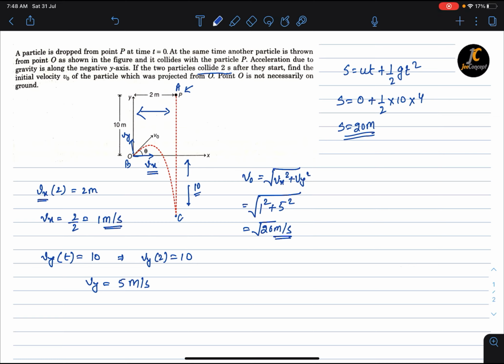Again, if we want to calculate the value of theta, in that case tan theta is going to be Vy upon Vx. So tan theta is going to be 5 by 1, that means theta is going to be tan inverse 5. So this is the solution of this problem.